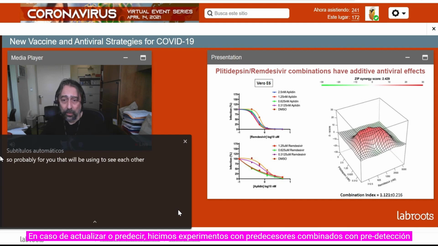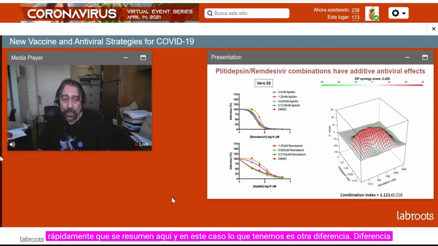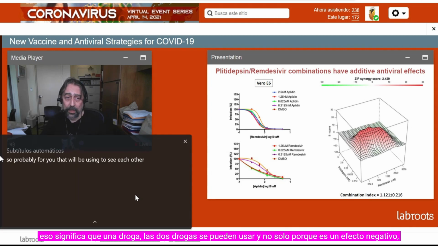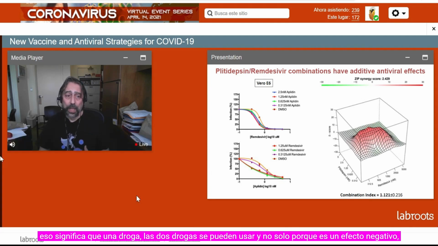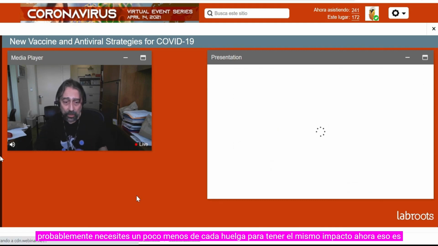In the case of Aplidin or plitidepsin, we did experiments in which we combined remdesivir with plitidepsin or Aplidin, which are summarized here. And in this case, what we have is an additive effect. That means that the two drugs can be used, and not only that, because it's an additive effect, probably you need a little bit less of each drug in order to make the same impact.